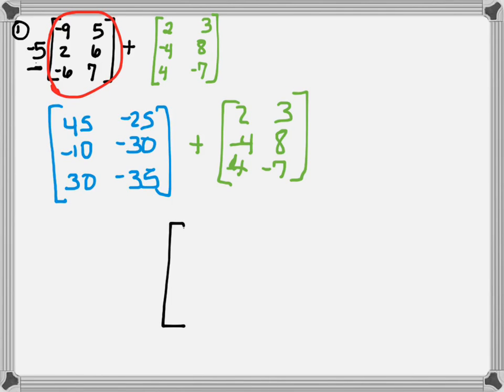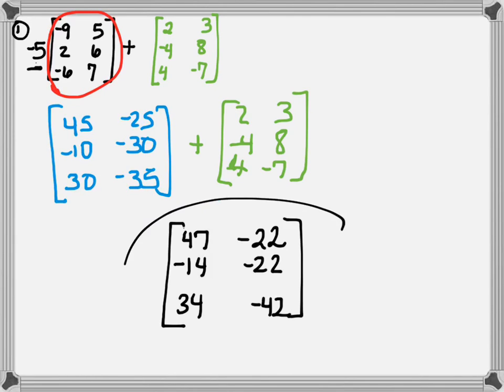So 45 plus 2 is 47. Negative 25 plus 3 is negative 22. Negative 10 plus a negative 4 is a negative 14. Negative 30 plus 8 is a negative 22. 30 plus 4 is 34. And negative 35 plus a negative 7 is a negative 42. And make sure you write that in the matrix.